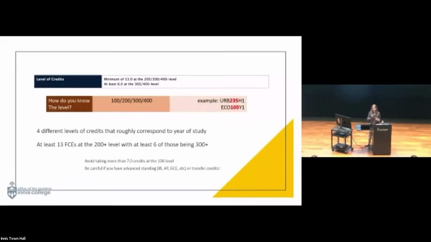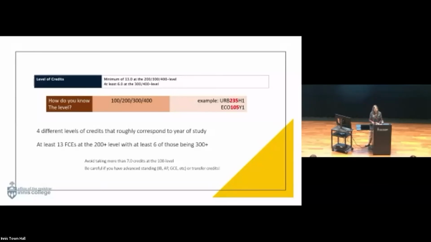So this means that we recommend that you don't take more than 7 credits at the 100 level. For those students who are coming in with advanced standing credits from AP or IB or GCE, or if you're a transfer student and you have some transfer credits from your previous university, this could get a little bit tricky, but we can help you out in the registrar's office to help you navigate that. But really, the recommendation is to stay within 7 credits of the 100 level and then advance to 200 level or higher.